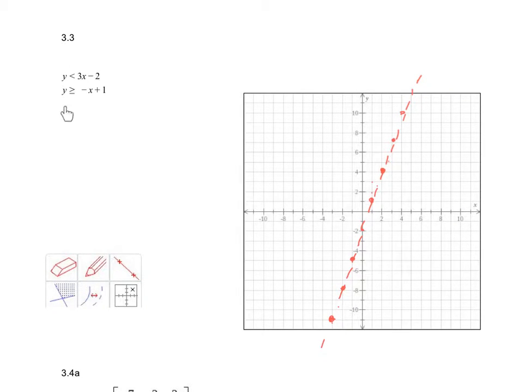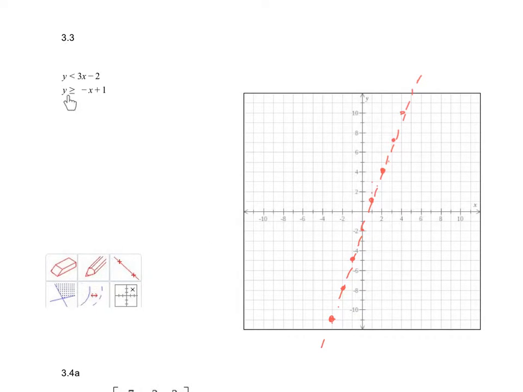We have a system of linear inequalities here, and I thought I would go ahead and start by graphing this first line ahead of time. This line has a y-intercept of -2 and a slope of 3, so I started at -2 on the y-axis and went up 3 over 1, up 3 over 1, and then I could use Alex's graphing tools to graph this line.